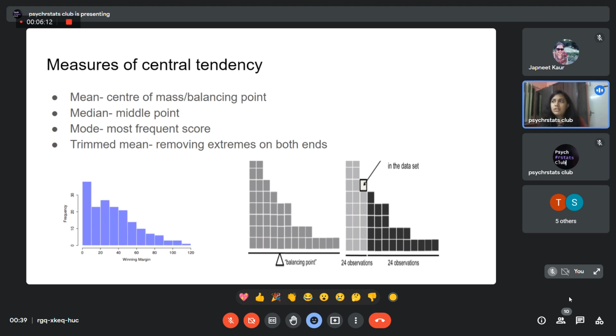So let's say in your data you have 5 scores, 1, 2, 3, 4, 5, but there is one score which is like 10. So if you calculate the mean, you will get somewhere about 3. Because if you just take the mean of 1, 2, 3, 4, 5, 3 would be the mean.